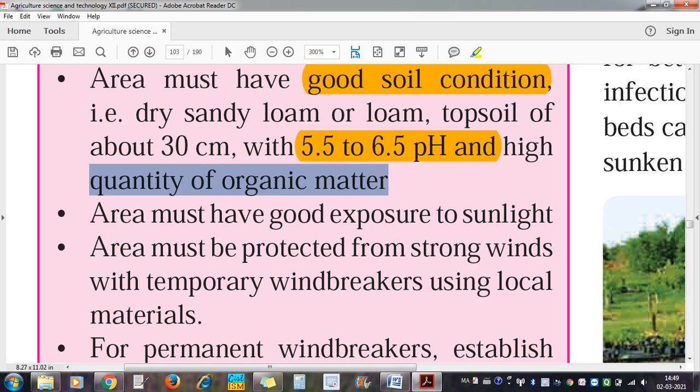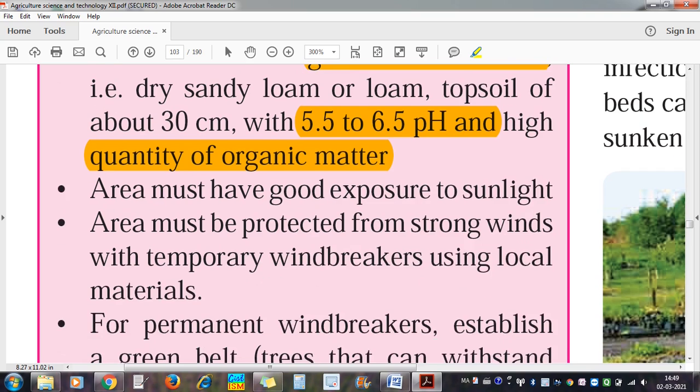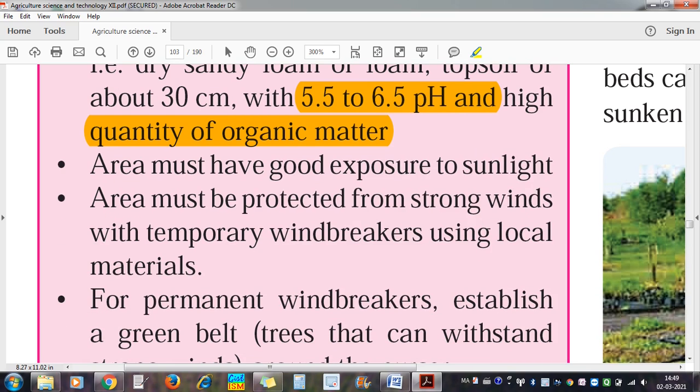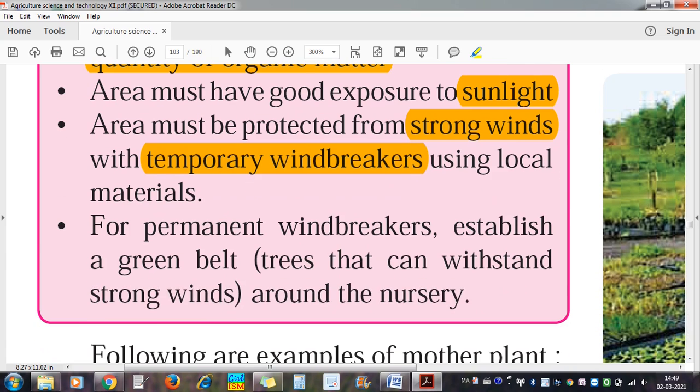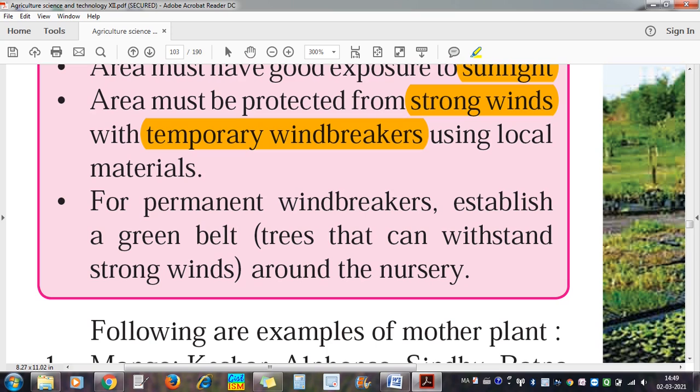Now there should be sufficient sunlight available in the area, meaning there should be no shady plants all around. Then it should be protected from strong winds. For that purpose, temporary wind breakers are to be used, made of local material. Permanent wind breakers also can be established. A green belt can also be made. So from all sides, the nursery area should be protected.